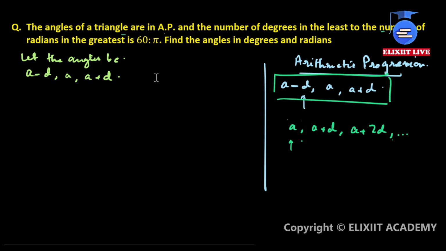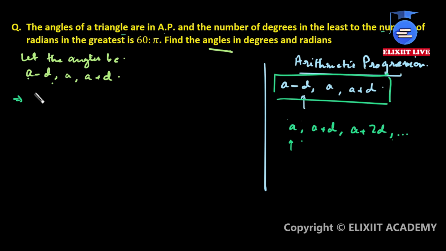Okay. Then what? The number of degrees in the least to the number of radians in the greatest. What is the meaning of this? If you catch this, then half of the things are done. First of all, to find the angles, whether in degrees or radians, you need to find out A and D. A we can find out easily.